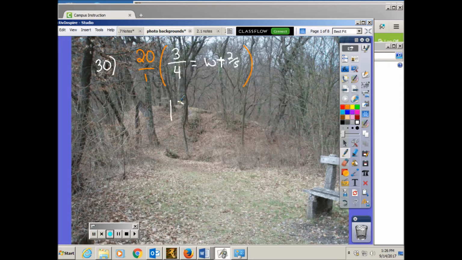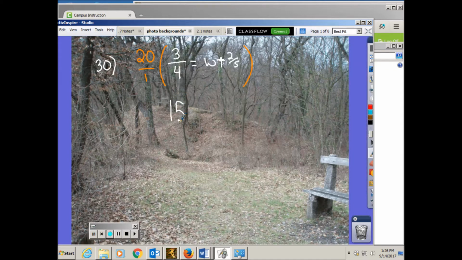Now, if you didn't know that or you got stuck, this is why I say you could divide and then multiply. 20 divided by 4 is 5, and 5 times 3 is 15. Now, 20 times W is 20W. And if I then divided by the denominator, which is 1, it would still be 20W.